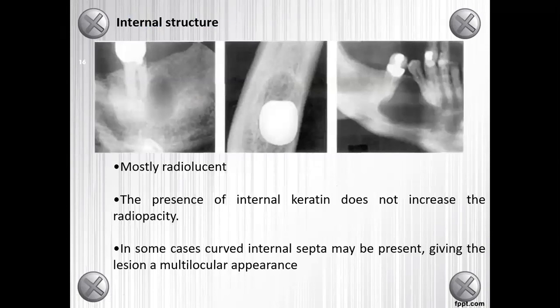The only thing is the presence of keratin within the lesion. Presence of keratin within the lesions may give a dense, opaque-like appearance. And in some cases, curved internal septae may be present, giving the lesion a multilocular appearance.